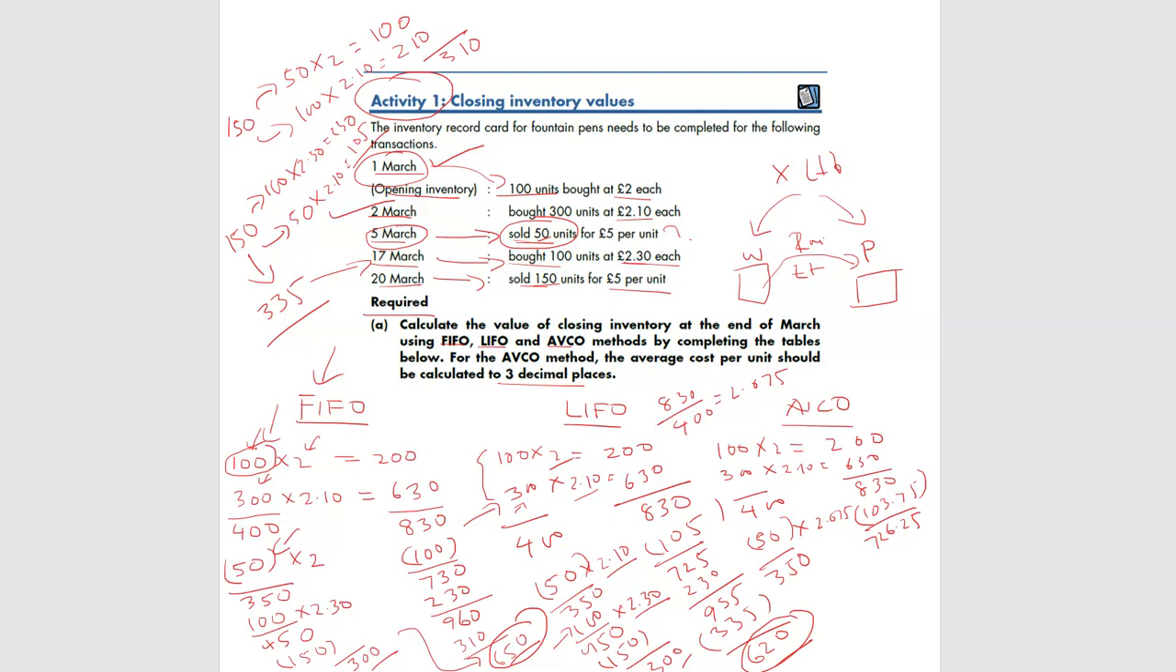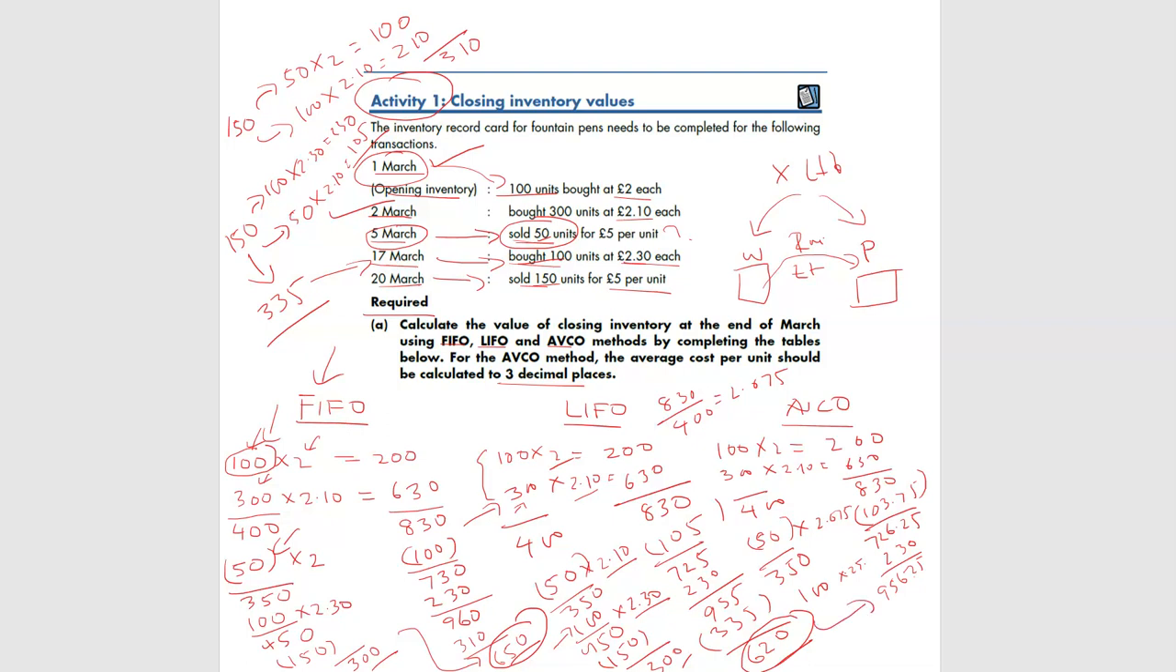And then 17th of March we have 100 unit again. So 100 unit we purchase, and at 2.30, so that will be times 2.30. So that gives me 230, and my new value will be 956.25. And that's it. Now before we make the issue and do the average again, so do the average again.